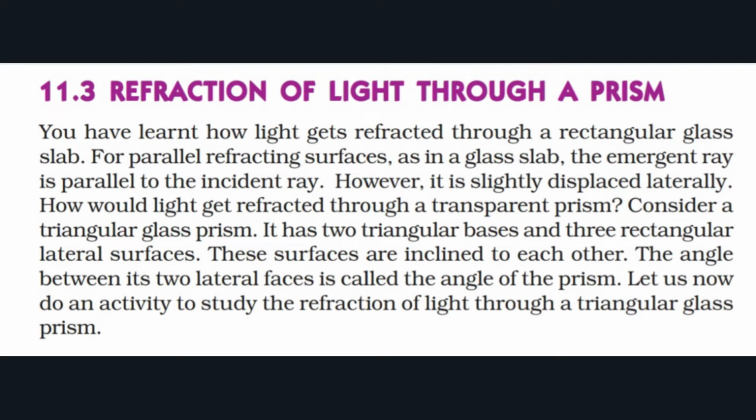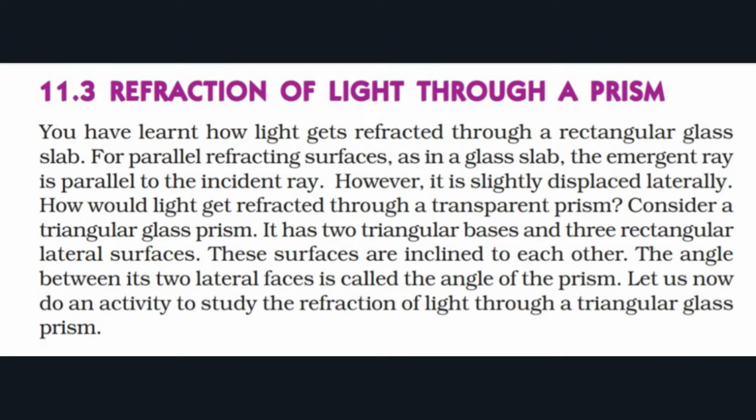See here, in previous sections we learned about the glass slab. In the glass slab, when light is incident on the refracting surfaces, the emergent ray is parallel to the incident ray. We observed that slightly. But here, how would light get refracted through a transparent prism? That means a transparent glass prism.